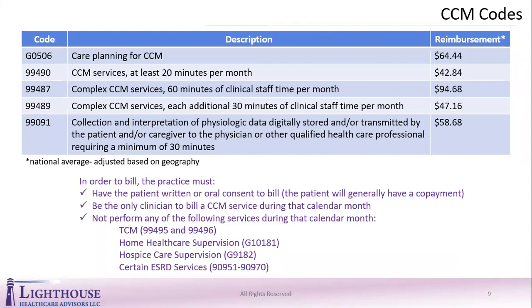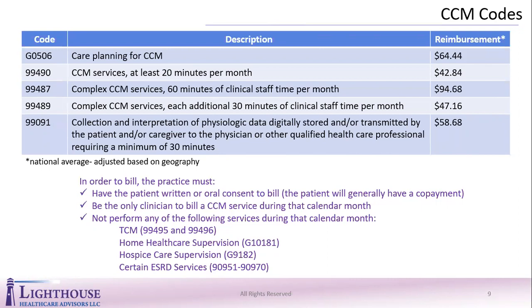So a couple requirements here in order to bill these codes. The first is that you have to have patient written or oral consent to bill. So this is an update here. It used to be that we had to have a written patient consent on file. Now we can have oral consent. Now that oral consent must be documented in the patient chart.